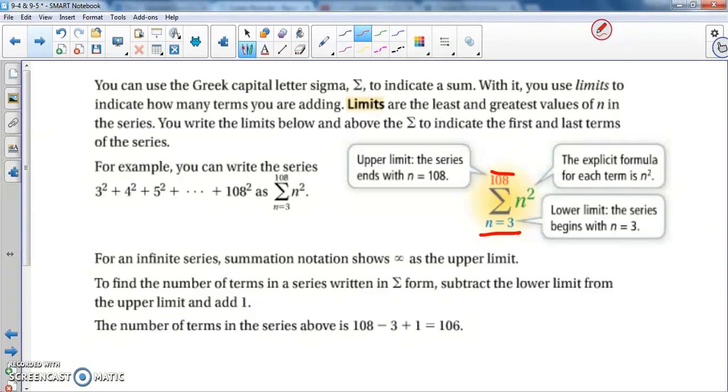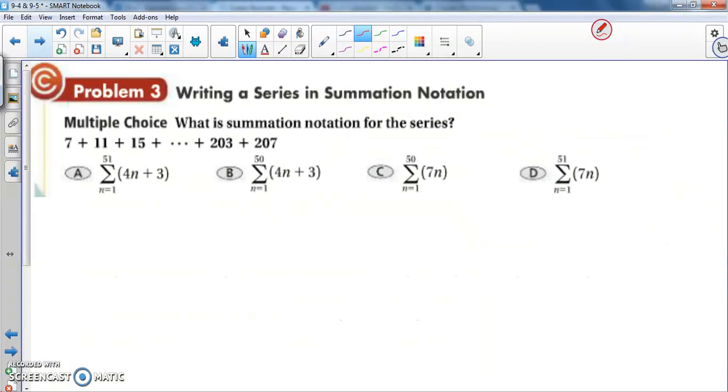For an infinite series, summation notation shows an infinity sign at the upper limit. To find the number of terms in a series written in sigma notation, subtract the lower limit from the upper limit and add 1. Then the number of terms in the series above is 108 minus 3 plus 1, which is equal to 106.